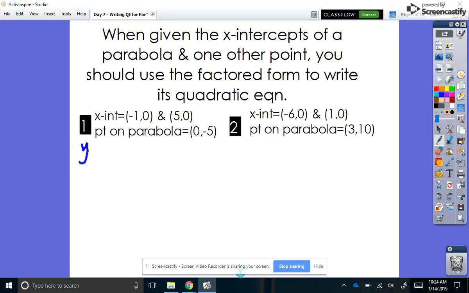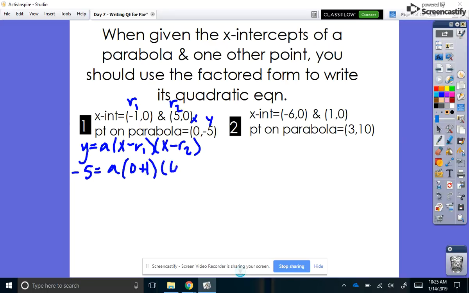So first I'm going to write down intercept form, which is a times x minus r1, x minus r2. So this is r1 and this is r2. This is x and this is y. And we're going to do the exact same thing as we did before. Negative 5 equals a times x is 0. So 0 minus negative 1 will be 0 plus 1, and then 0 minus 5. So negative 5 equals a times 1 times negative 5 will be negative 5. Divide by negative 5, and a is 1.